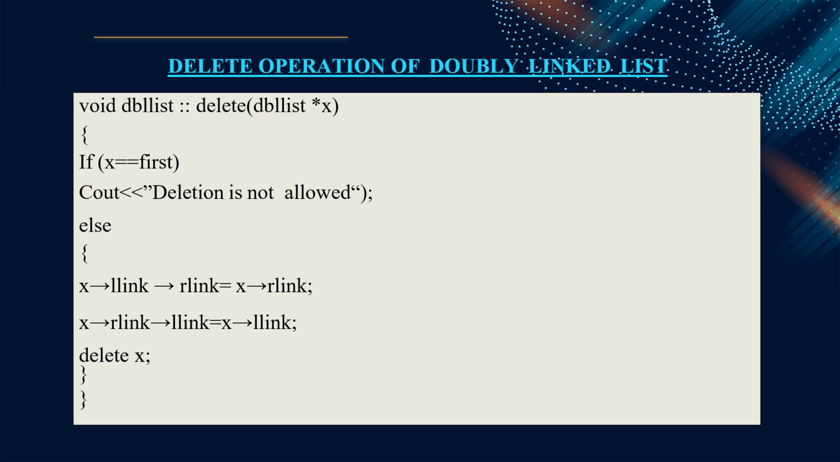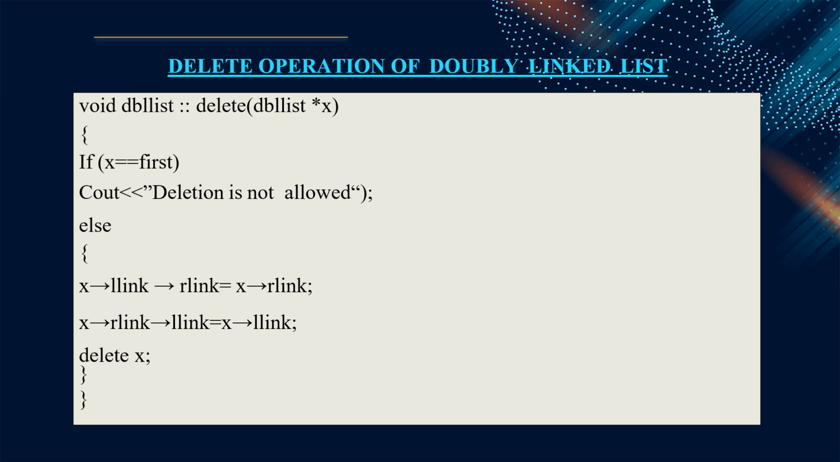If the node X is not the first node, the function proceeds with the delete operation. The right link or R link of the node before X is updated to bypass X and point to the node after it. Simultaneously, the left link or L link of the node after X is set to point to the node before X. This is the overall working of the delete operation of a doubly linked list.